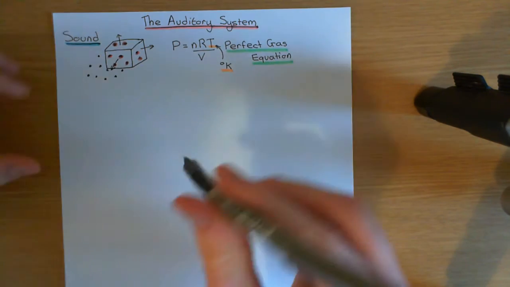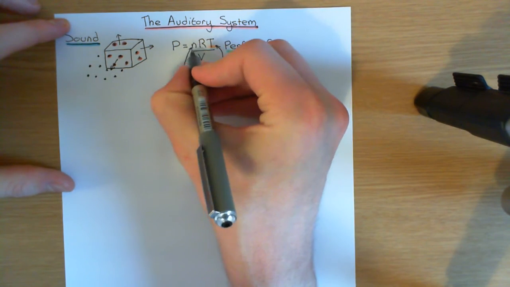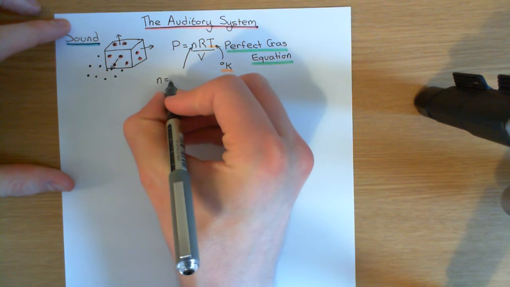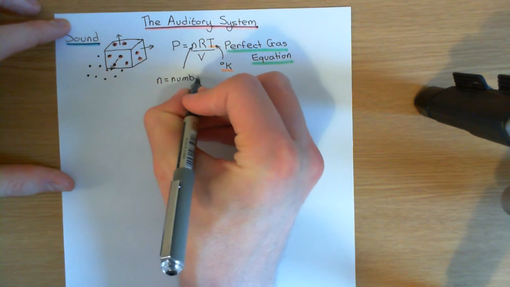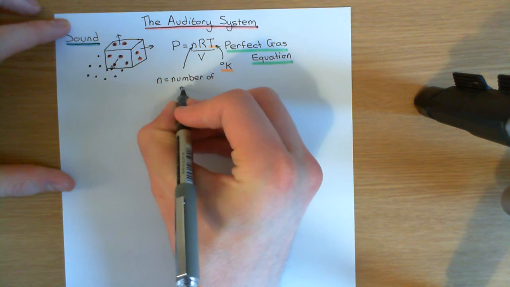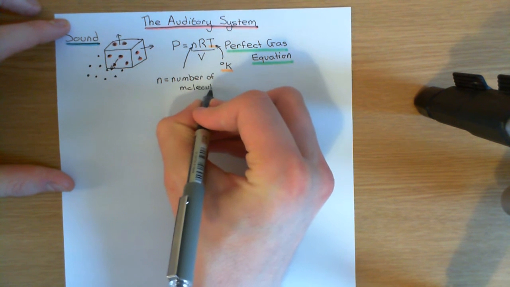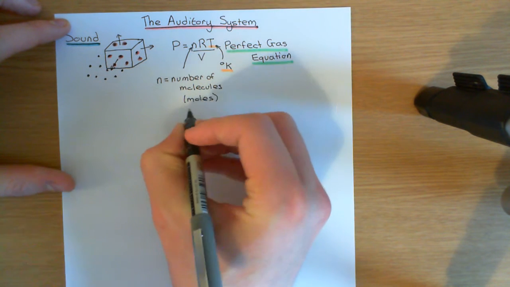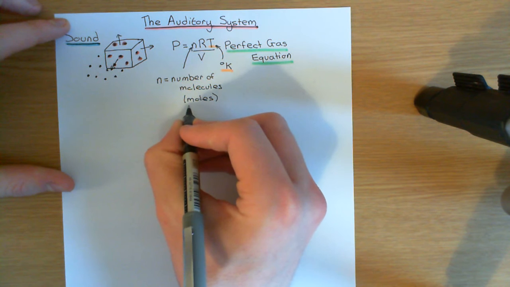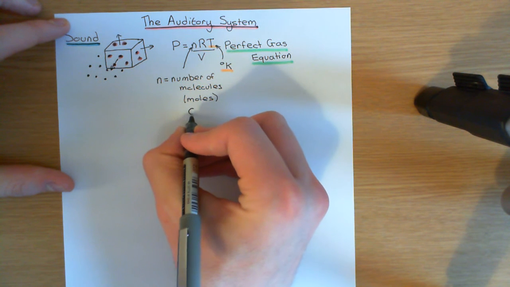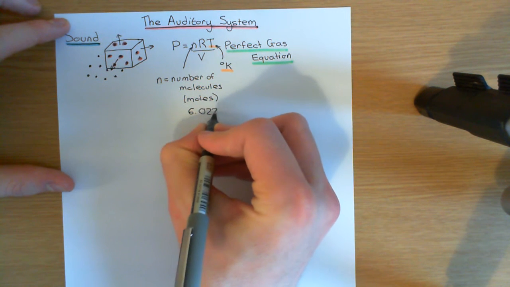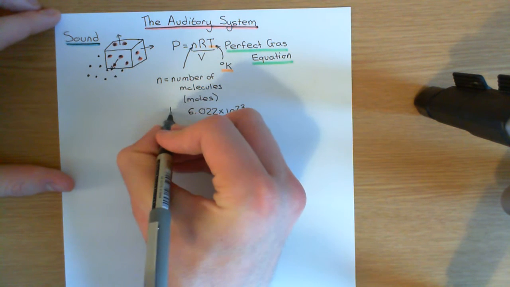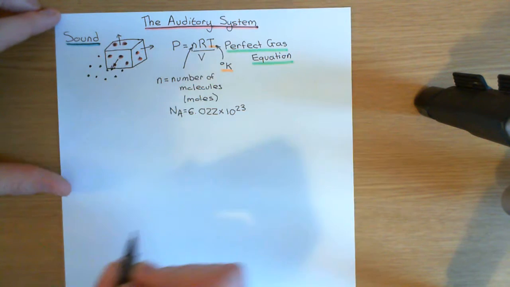Then what are the others here? Well, n here is the number of molecules in the box, and it's the number in moles. So this is number of molecules, and we don't count every single molecule. Instead, we do it in moles, and remember, a mole is just a conversion factor. So remember, 1 mole of molecules is the Avogadrian constant, 6.022 times 10 to the power of 23 molecules. This is what we call the Avogadrian constant, or N subscript A.